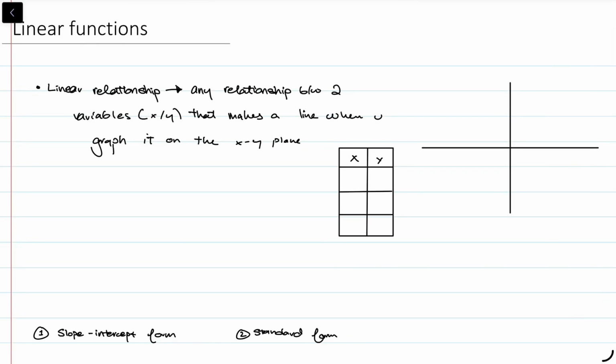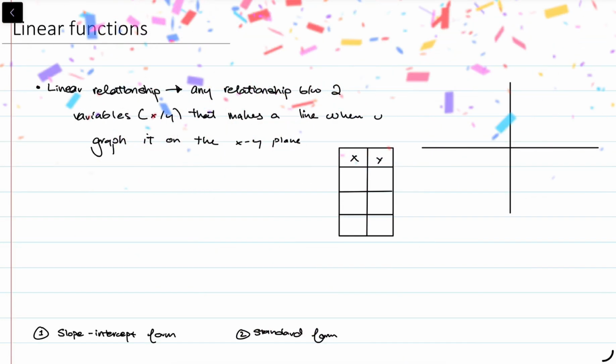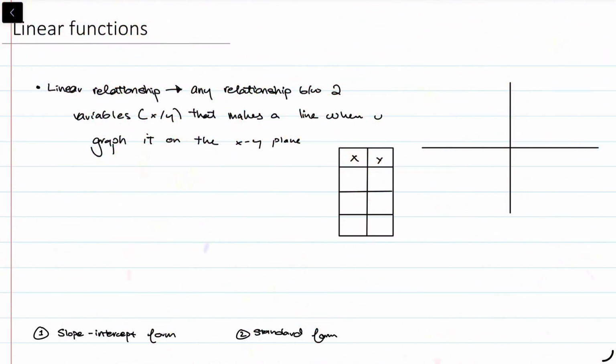Alright, so in this video we're going over linear functions from SAT Algebra. This is going to be the first of our SAT Math series.